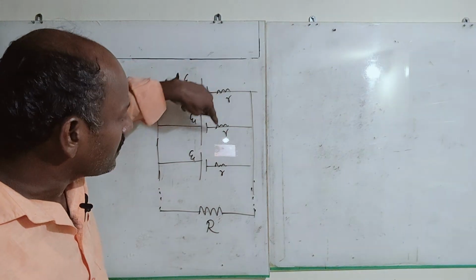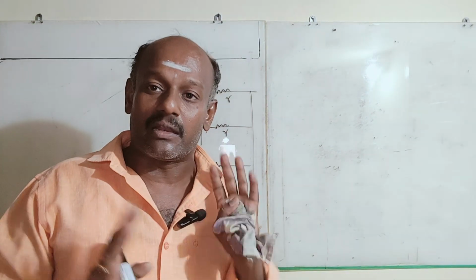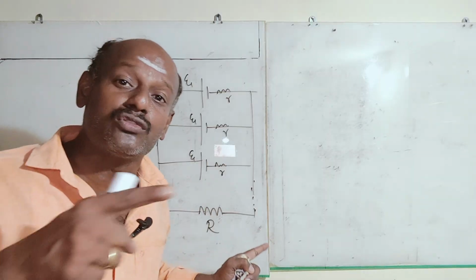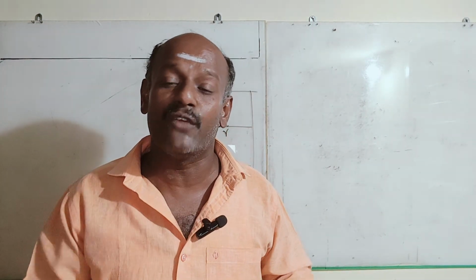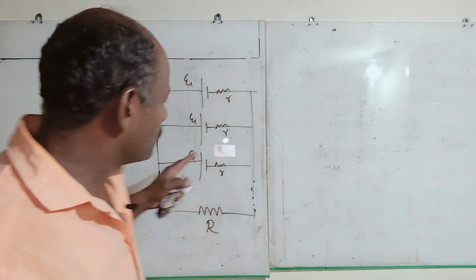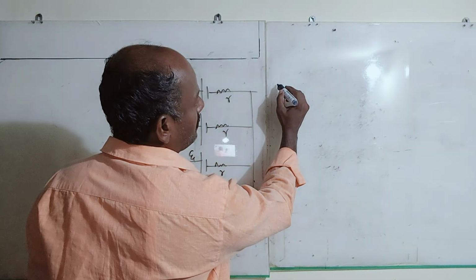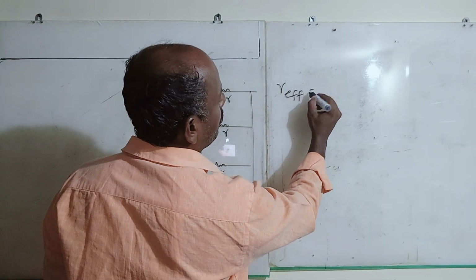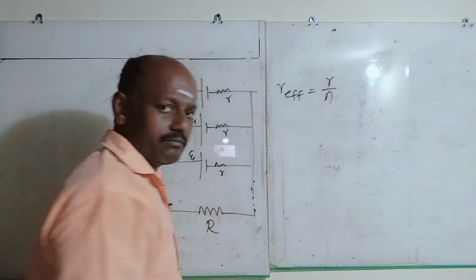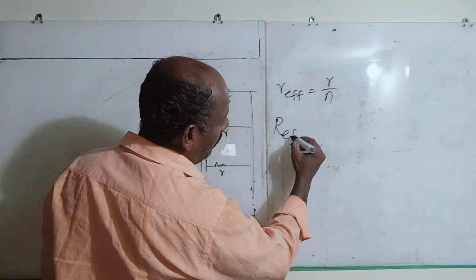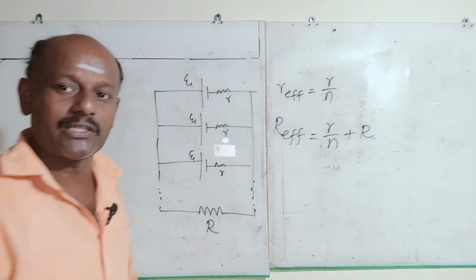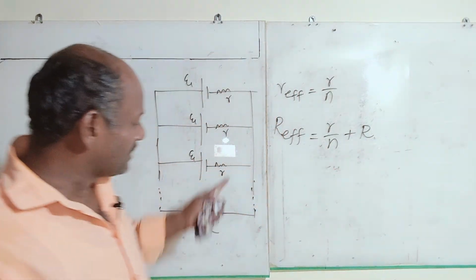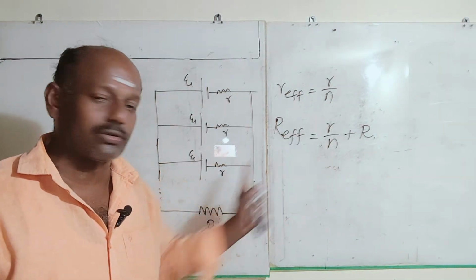See, all these internal resistances will be treated as connected in parallel. So n number of internal resistances are available. N number of equal resistances are connected in parallel, so the effective resistance will be, we have the formula, R divided by N. The internal effective resistance will be equal to R divided by N. The total resistance, R effective, will be equal to R by N plus capital R. Why? Because it is being connected in series. This will be the total resistance.